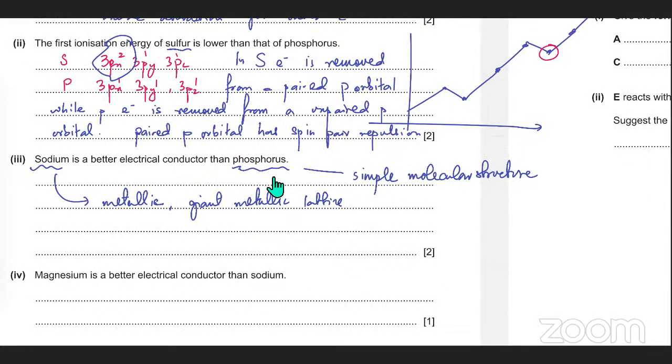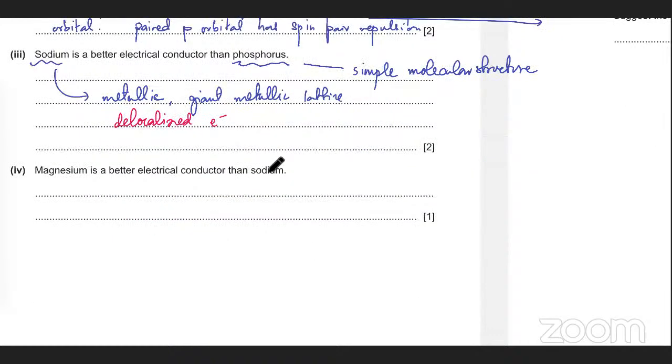So why do metals conduct electricity better? Because they've got delocalized electrons. So the second comment should be about the sodium lattice having these delocalized electrons in its structure. So that would be your second comment on this. Then magnesium is a better conductor than sodium.